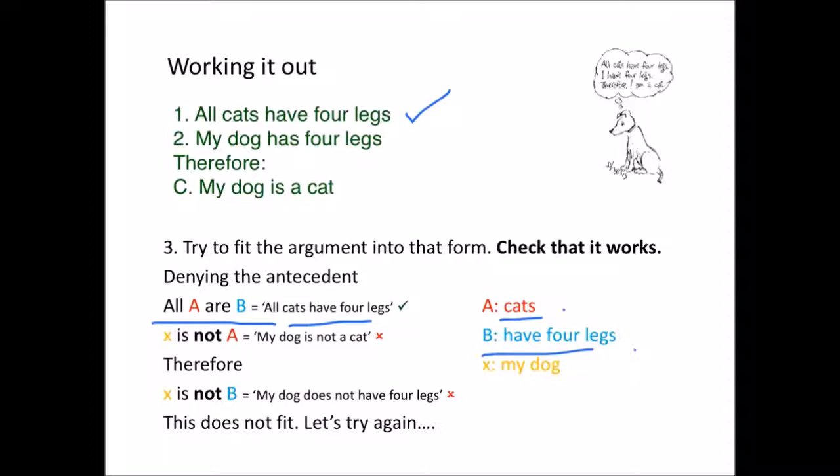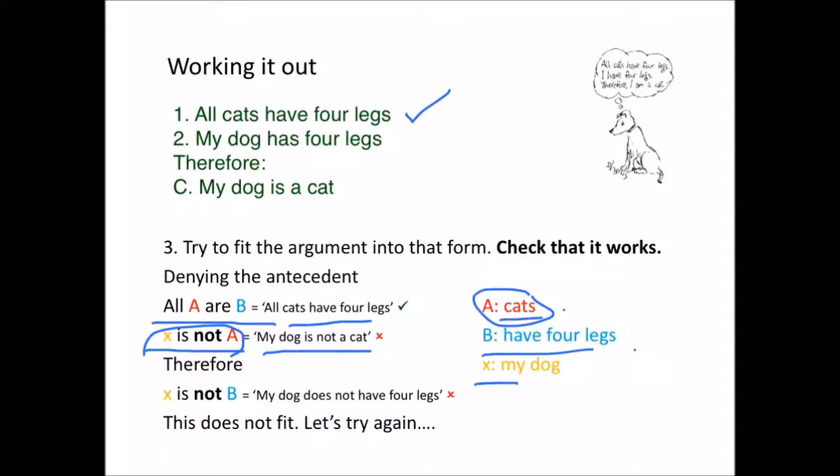And it is. It does say all cats have 4 legs. But now let's look at the second premise. We have here X is not A. Well, X is my dog and A is cats. So X is not A should mean my dog, X, is not a cat.